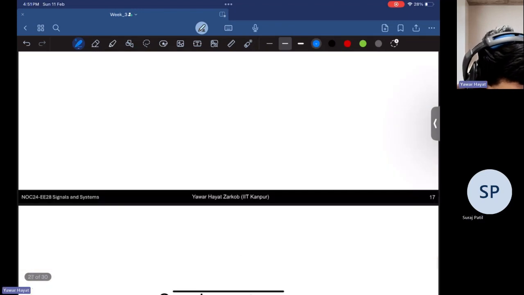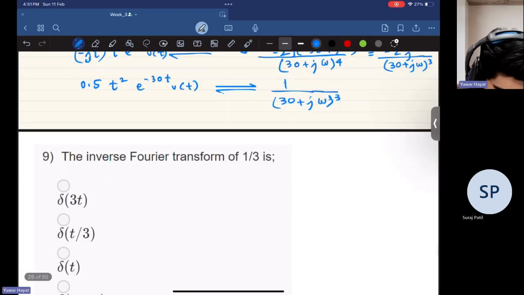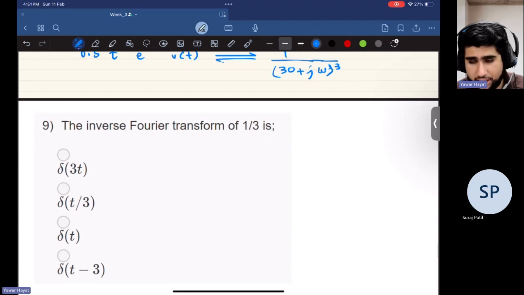So that is question number 8. And then we have one last question. It's pretty straightforward. And in fact, this particular question was already done in today's session. This is part of that. The inverse Fourier transform of 1 over 3. What should be the inverse Fourier transform of 1 over 3?